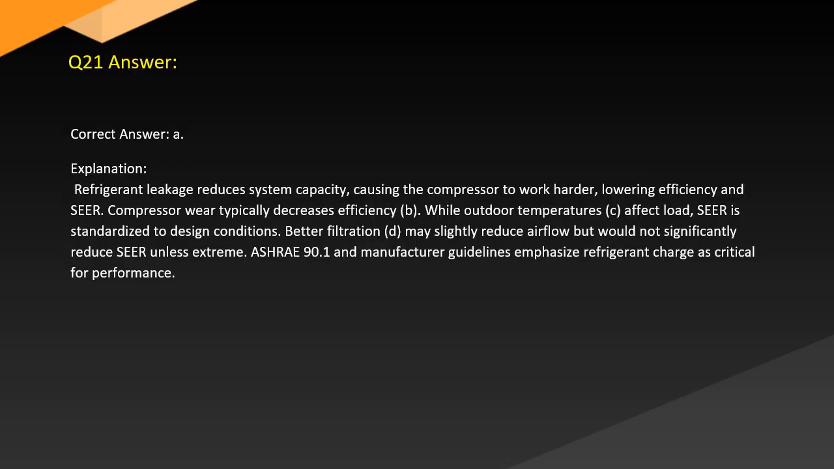Answer. Correct answer A. Explanation. Refrigerant leakage reduces system capacity, causing the compressor to work harder, lowering efficiency and SEER. B. Compressor wear typically decreases efficiency. C. While outdoor temperatures affect load, SEER is standardized to design conditions. D. Better filtration may slightly reduce airflow but would not significantly reduce SEER unless extreme. ASHRAE 90.1 and manufacturer guidelines emphasize refrigerant charge as critical for performance.